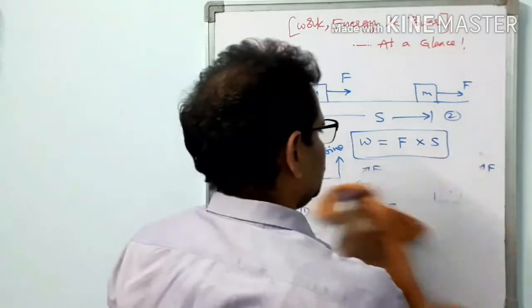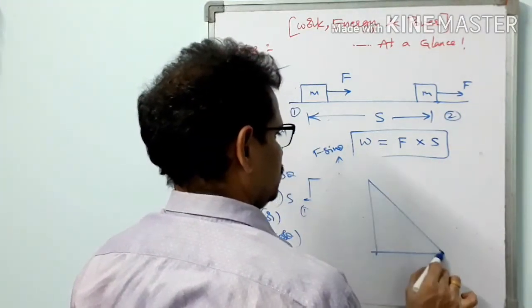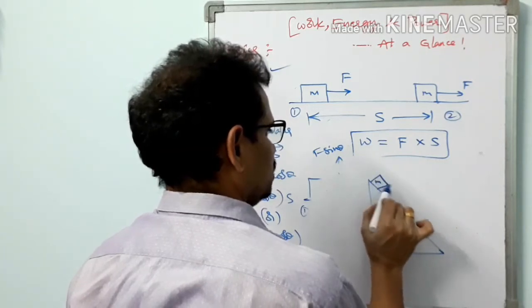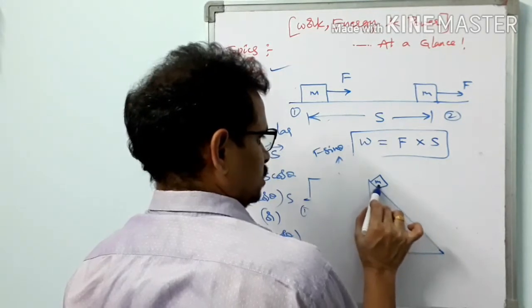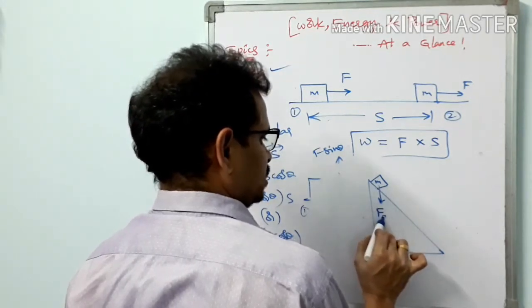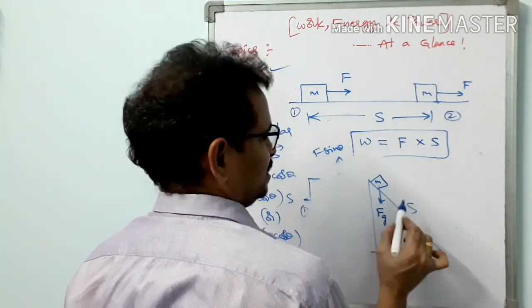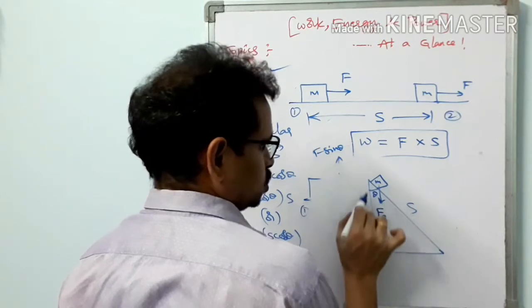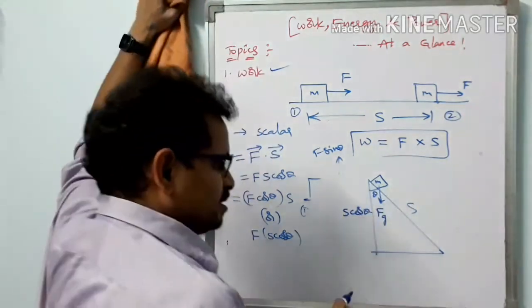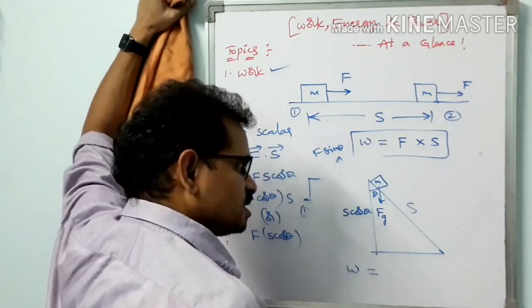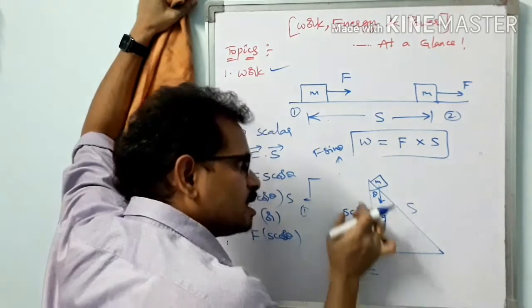For example, if a block of mass M falls in this direction, the gravitational force Fg will be acting in this direction. This displacement is S, with angle theta. What is this part here? This is S cos theta. So in this case, what is the work done by the gravitational force? See, the gravitational force is acting along the negative y-axis. Then what about the displacement?